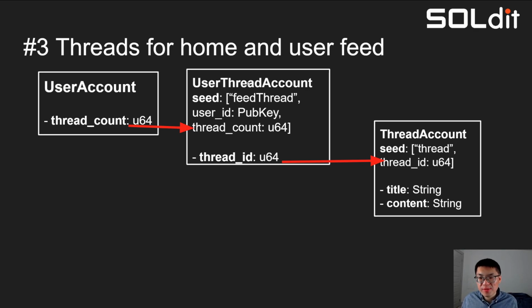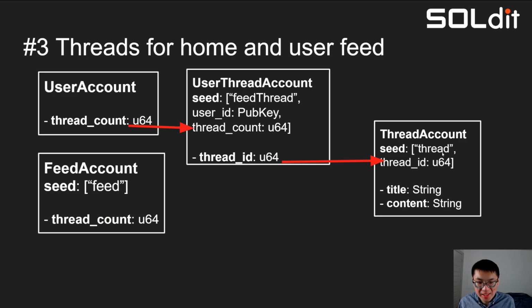And so the only big difference here is that we created this abstraction called a user thread account, which bridges the user with the thread account. And why do we do that? The reason for that, as you see, is so that we can reference it in other means. For example, let's say we want to get a list of threads for our feed. And we've seen this before, we had a feed account.